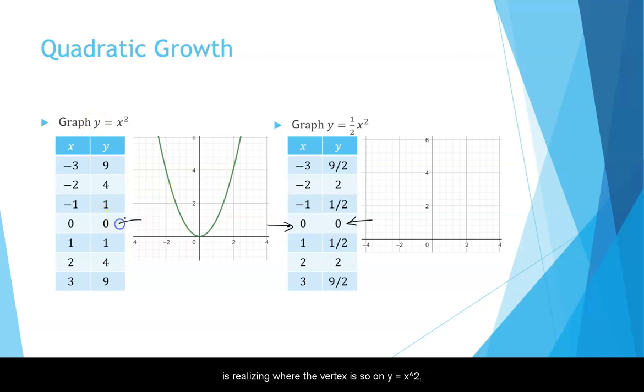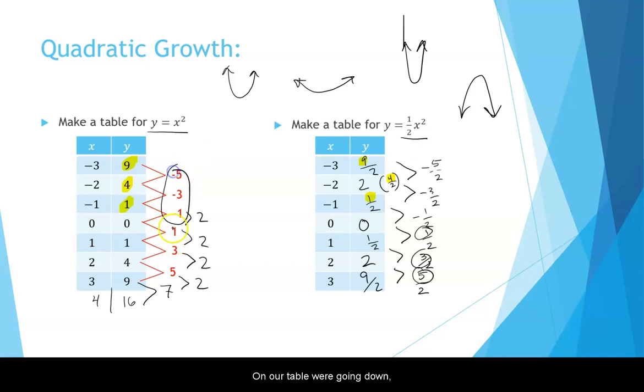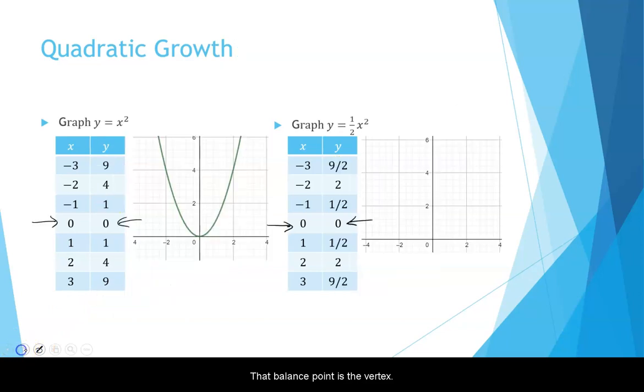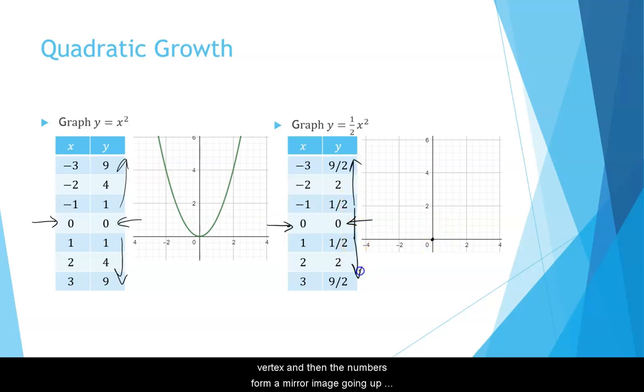So on y equals x squared, this is where the numbers on our table, they were going down and then they started going up. That bounce point is the vertex. So the vertex is at 0, 0. And the y values form a mirror image on either side of the vertex. So in this graph of y equals 1/2 x squared, we start at the vertex, and then the numbers form a mirror image going up and going down from there.